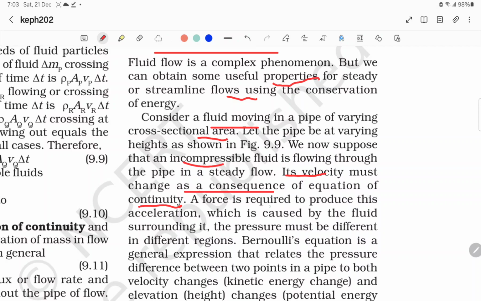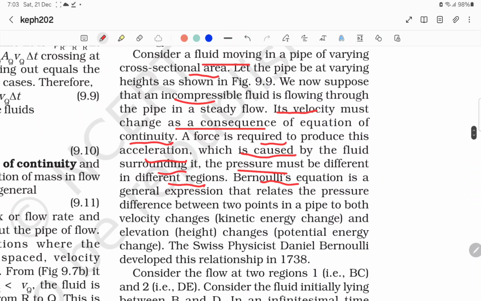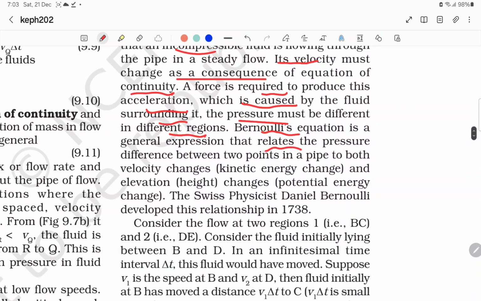The force required to produce this acceleration is caused by the fluid surrounding it. The pressure must be different in different regions. The Bernoulli equation is a general expression that relates the pressure difference between two points in a pipe to both velocity changes, kinetic energy change, and elevation, height changes, potential energy. The Swiss physicist Daniel Bernoulli developed this relationship in 1738.